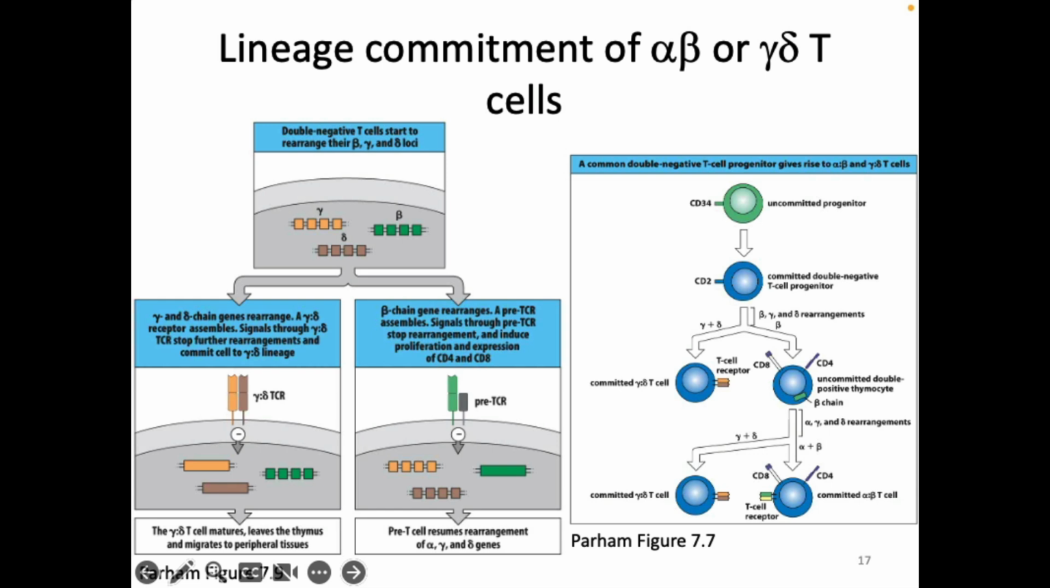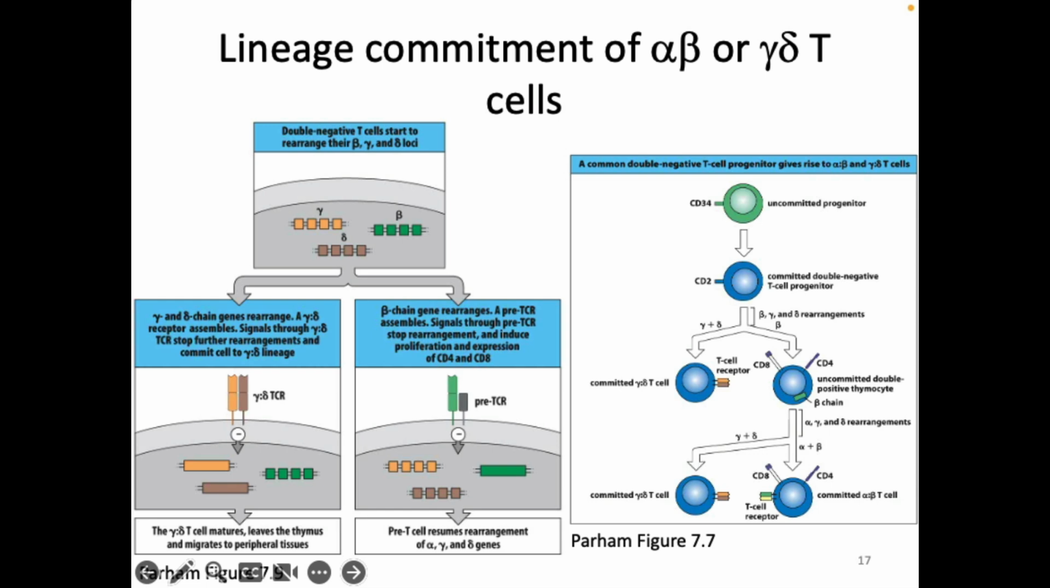Or we get beta, sort of a nice classic heavy chain. As I mentioned before, that cell that makes the beta, makes the heavy chain, still could, if it has to, switch to being a gamma delta. But most likely it's going to be an alpha beta.